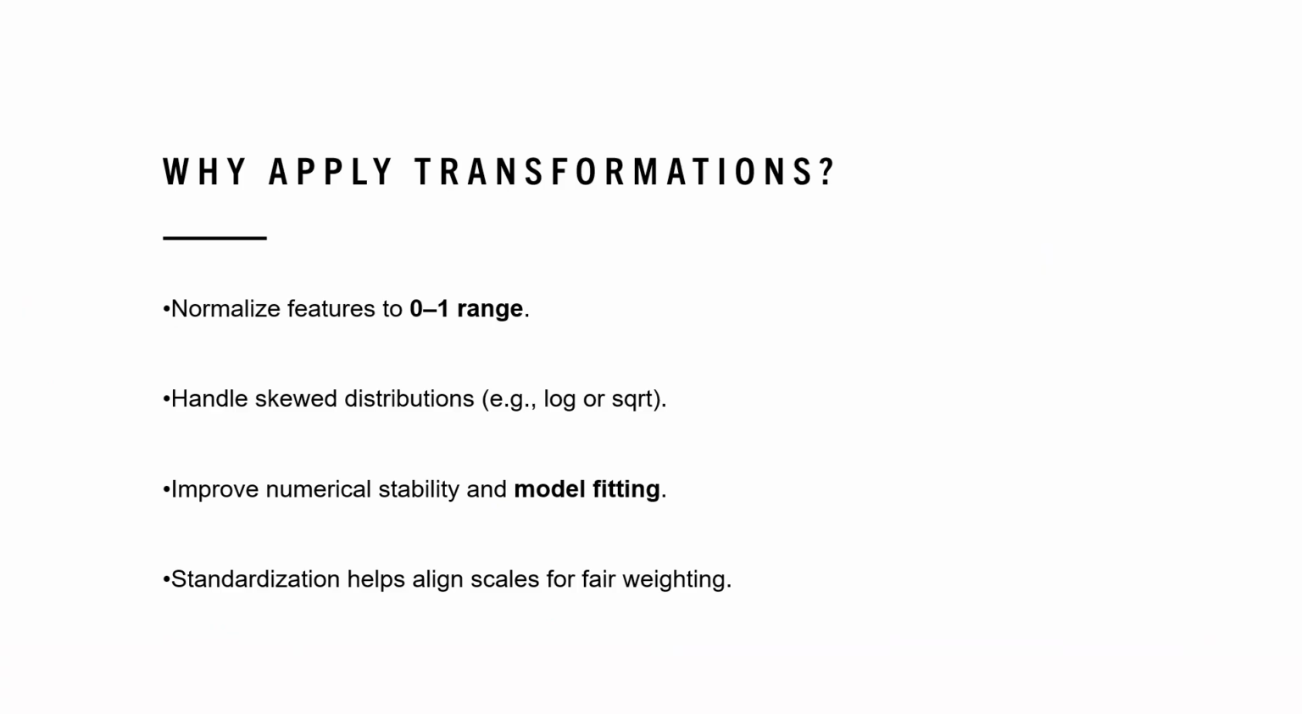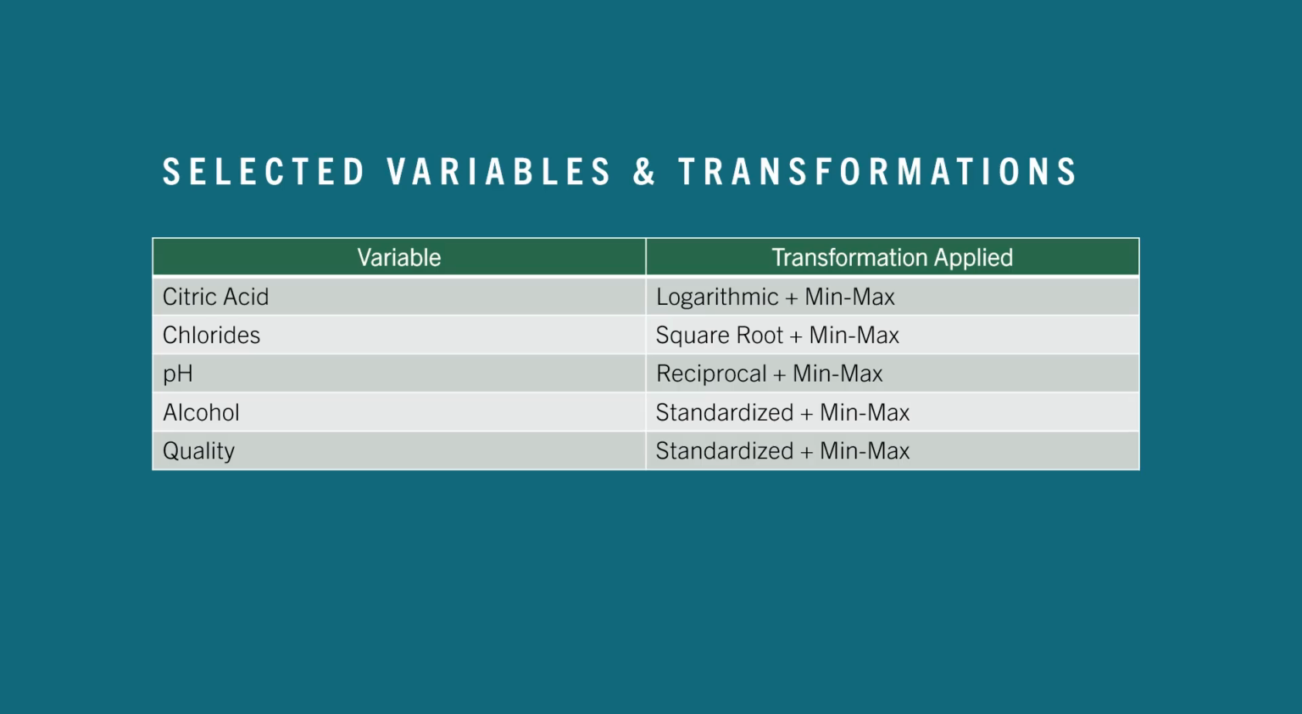So transformations normalize values, reduce skewness, and help models converge better. For instance, log or square roots can stabilize skewed data, while scaling puts variables on equal footing for model fairness. So here we normalized all inputs between 0 and 1. This ensures consistency and improves the performance for models like WAM and WPM, which are sensitive to scale.